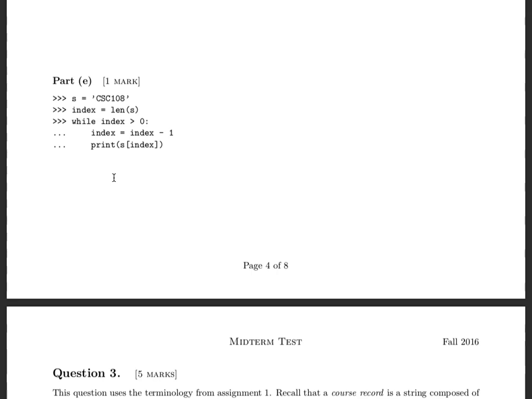Well, let's just see, what gets printed first? I walk into this while loop with index set to 6. The first thing that happens is index gets set to 5, right? And then we print S at 5, which is what? An 8. And then I think the next thing we're going to print is a 0, right? An 8, then a 0 on the next line, then a 1, then a C, then an S, then a C.